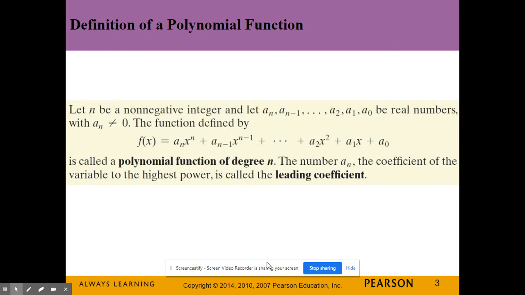The first thing to talk about, here's the definition of a polynomial function. Really, I don't want you to take much more out of this other than this is a polynomial function of degree n, because n is the biggest exponent of all of the terms there. And the coefficient of that term with the highest exponent is considered the leading coefficient. Okay.